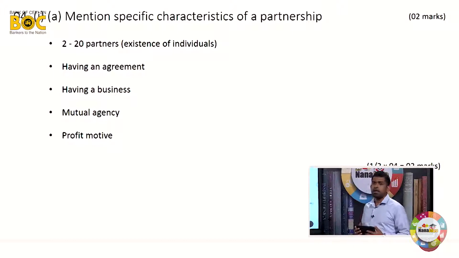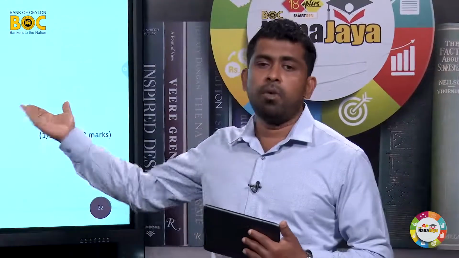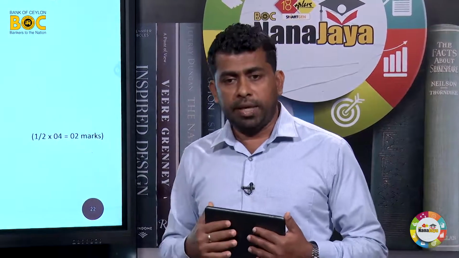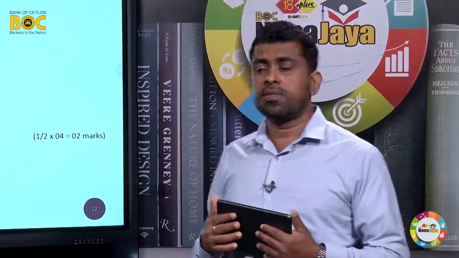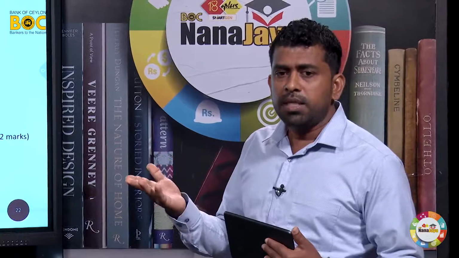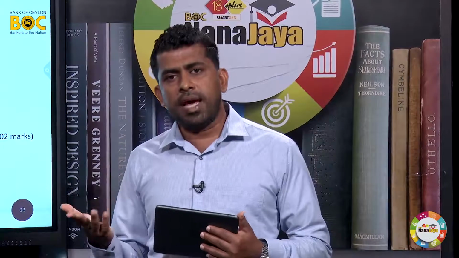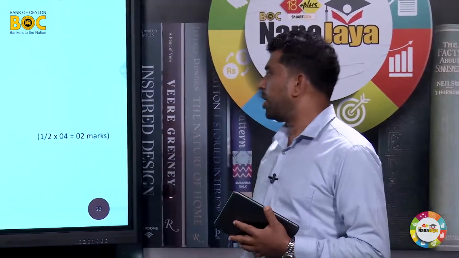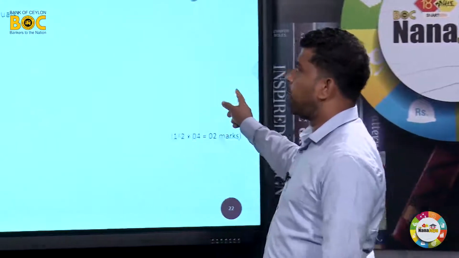Having a business, they have to conduct a business activity with a profit motive. If there is no profit motive intention, it is treated as an association. Mutual agency: all the partners are principals as well as agents of other partners. So these are the basic features in a partnership business. Right, let's move on to the next question.